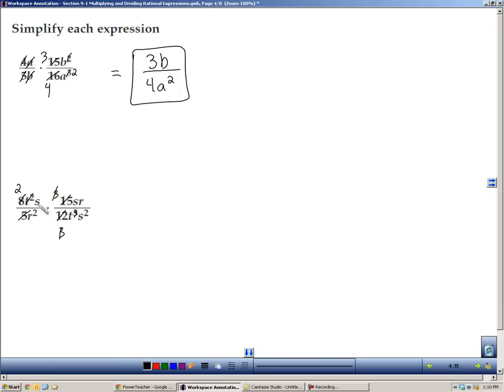I have an s here and an s here, so actually there's two s's on the top, which will cancel the two s's on the bottom. One r on the top, get rid of one on the bottom, so on the top I'm left with a 2, and on the bottom an r and a t.